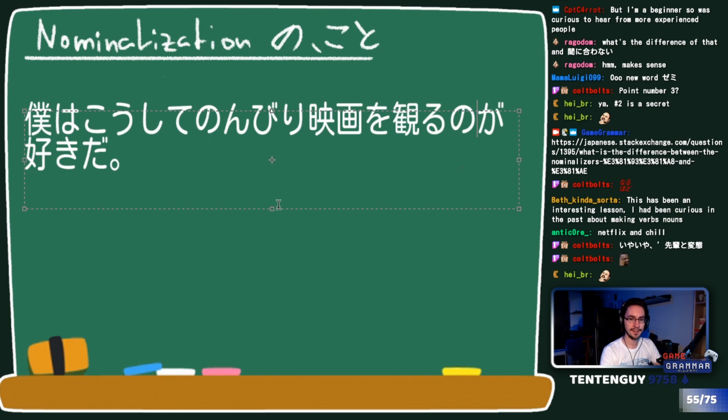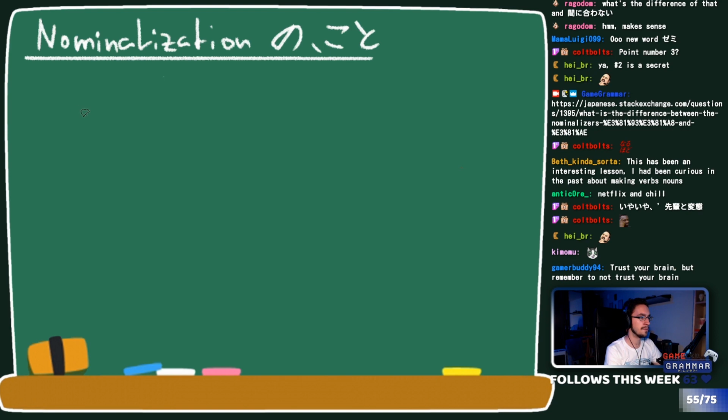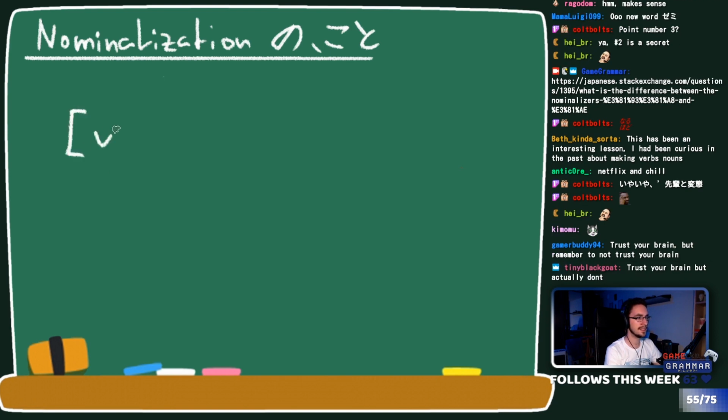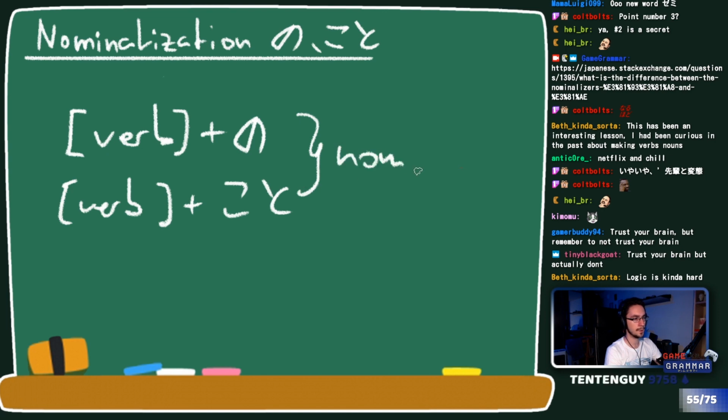Now, I think that's basically it, okay? Let's do my main point. Summary. It's summary time, everyone. Nominalization with no and koto. Just remember, the most important part of today's lesson is the formation of this: verb plus no, or verb plus koto. That's the number one takeaway from today, is that these nominalize, okay? You can nominalize with these.